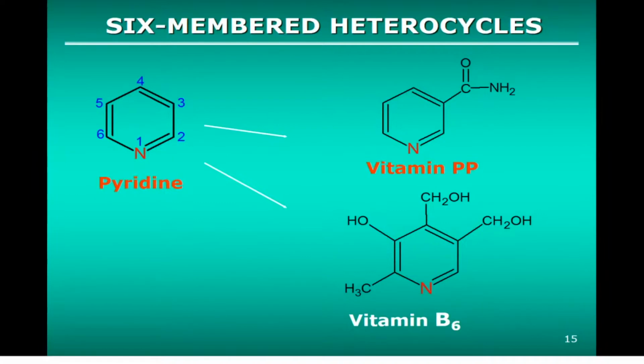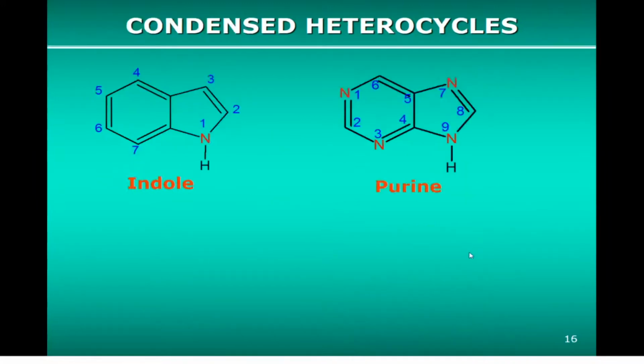Some examples for pyridine: vitamin PP, nicotinamide, prevents pellagra, that's why it's clear deficiency leads to pellagra, and vitamin B6. What about condensed cycles? There are a huge number of them to find, but the most common are indole and purine. So what about them?